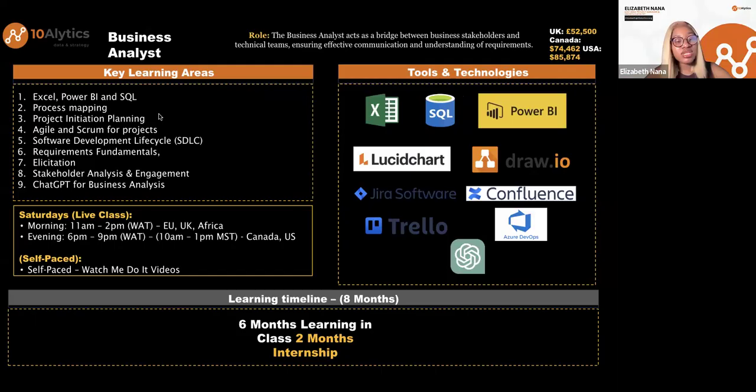Now, the morning class runs 11 a.m. to 2 p.m. or 3 p.m. West African time. And the evening class runs 6 p.m. to 9 p.m. West African time. Now, these live classes, the reason you have them 2 times in a month is because I like to call them marathon classes.